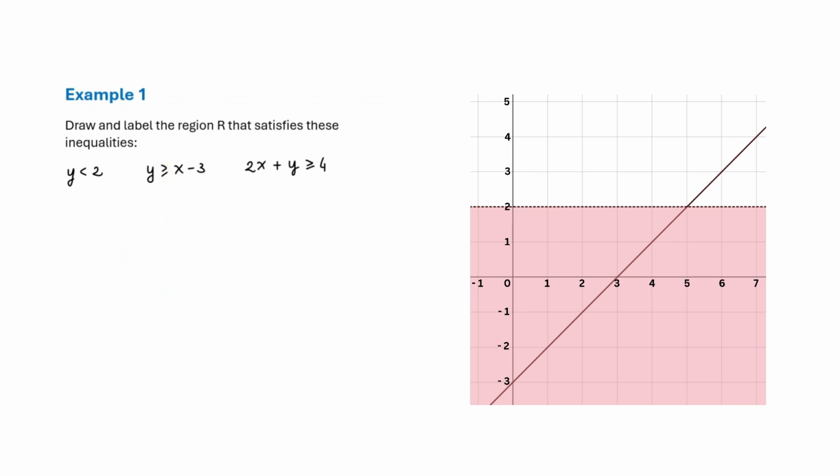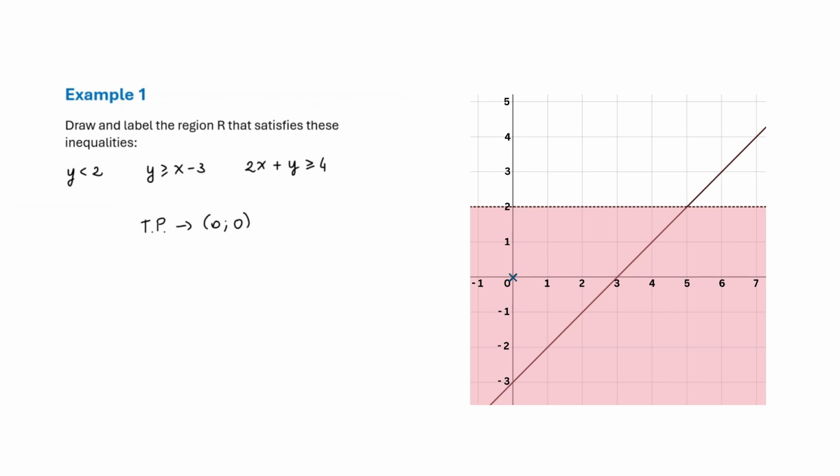Now we need to decide which side satisfies the inequality. Again, we can use the point (0, 0) as a test point because it is not on the boundary line, and it makes the calculation quicker and easier. Substitute x = 0 and y = 0 into y ≥ x − 3.